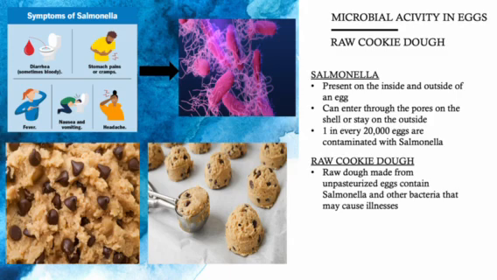So, why talk about cookie dough? Raw cookie dough is made from unpasteurized eggs that can contain salmonella and other bacteria that can cause illnesses such as diarrhea, your stomach pains or cramps, high fever, nausea and vomiting, or a very severe headache.